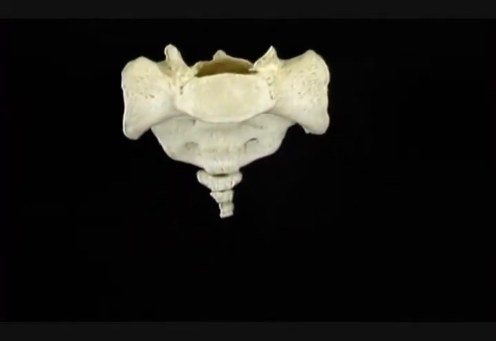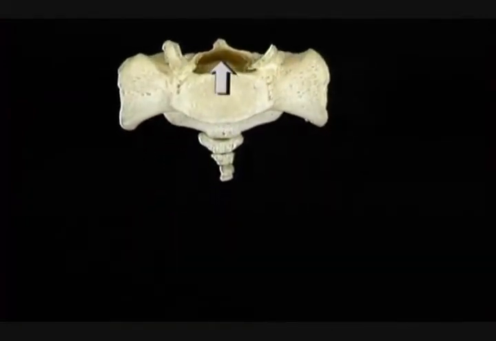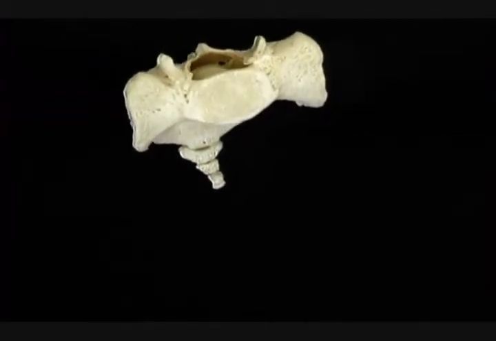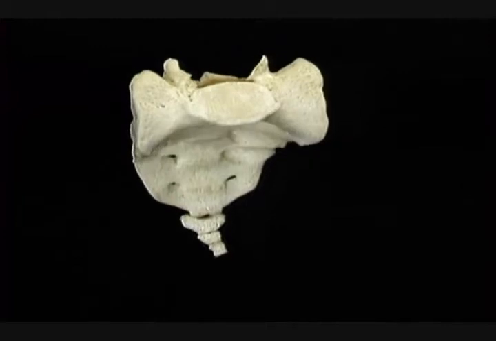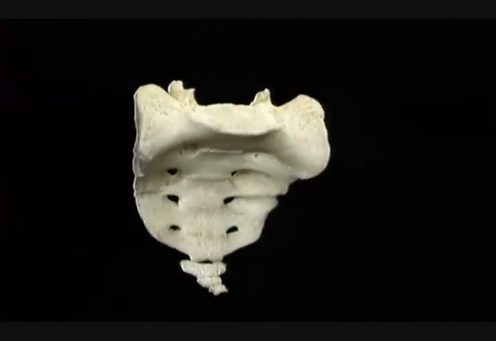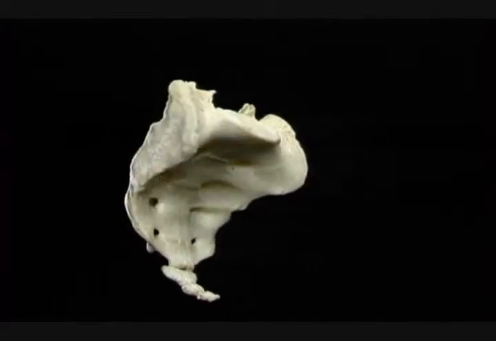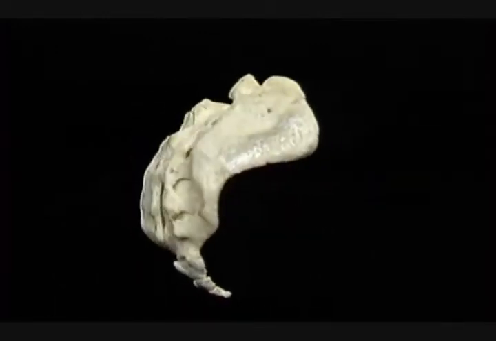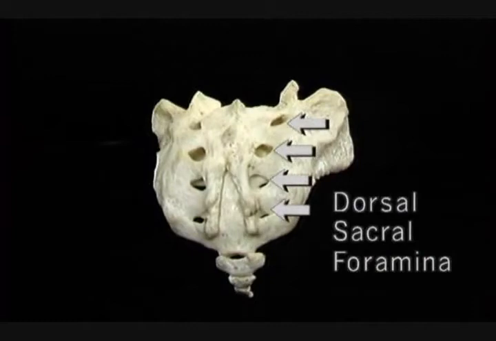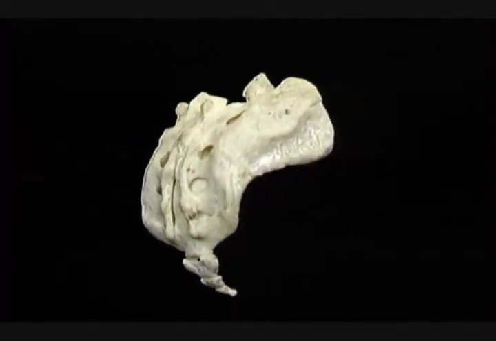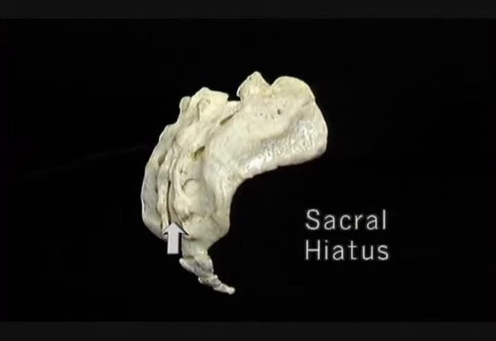The vertebral canal continues down the back of the sacrum. From within the vertebral canal, the anterior rami of the spinal nerves, S1 to S4, emerge from these pelvic sacral foramina. The posterior rami emerge from these dorsal sacral foramina. The vertebral canal ends at this opening, the sacral hiatus, that's shaped like an upside-down V.